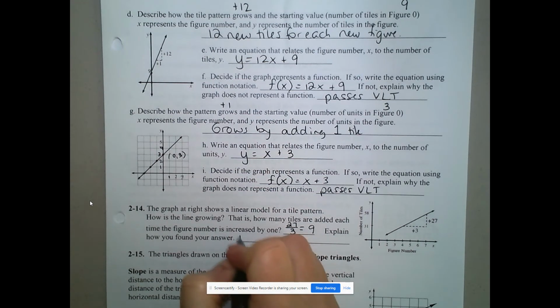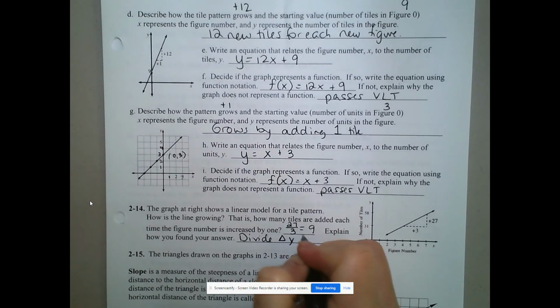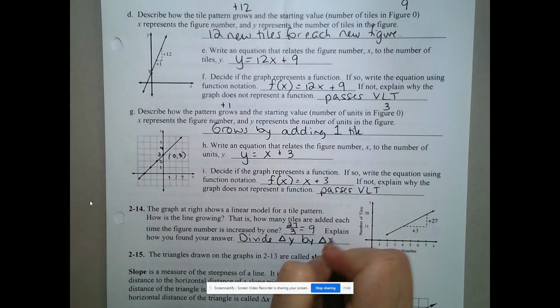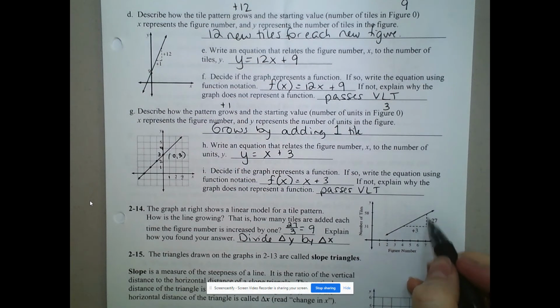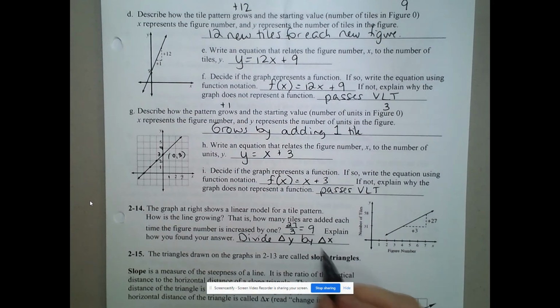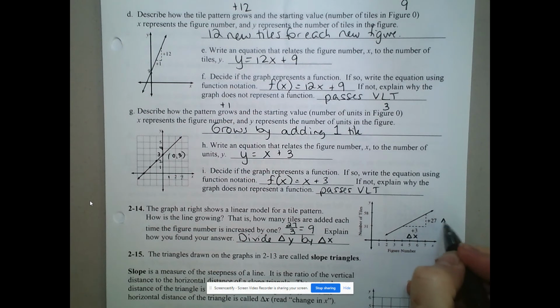So we divided the change in y by the change in x. And that's the first time that we've used that triangle. And that triangle is delta. So we divided delta y by delta x. And it just stands for the change in y. We went up 27 tiles. By the change in x, we went over 3 figures. So this is our delta x, and this is our delta y.